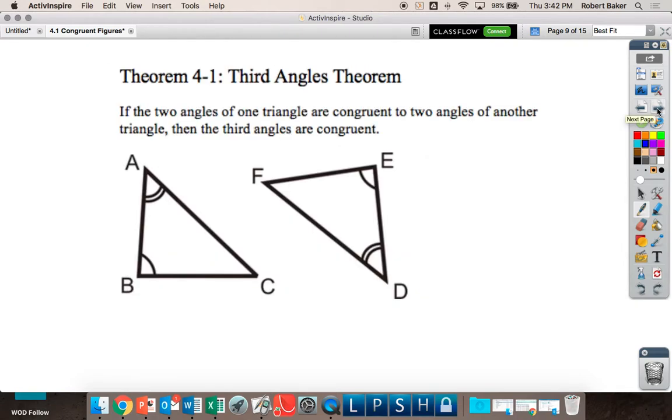The third angle theorem. Do we need to talk about that? We have two angles in ABC that are congruent to two angles in FED. What can you say about the missing two angles? They are congruent, hence the third angle theorem.